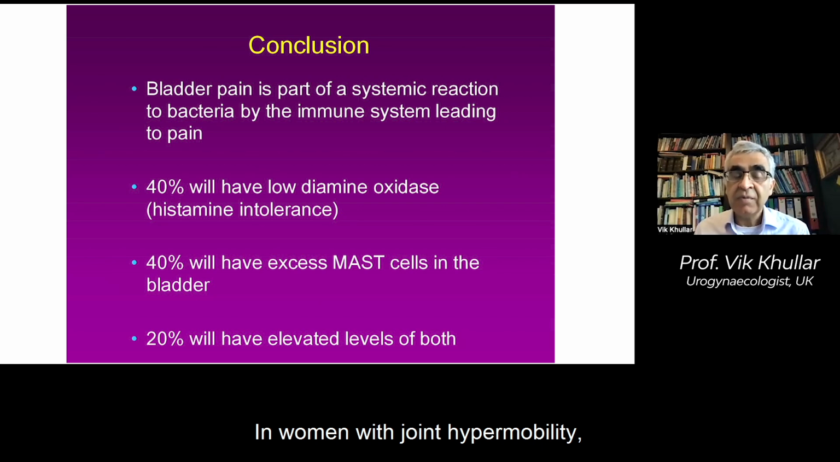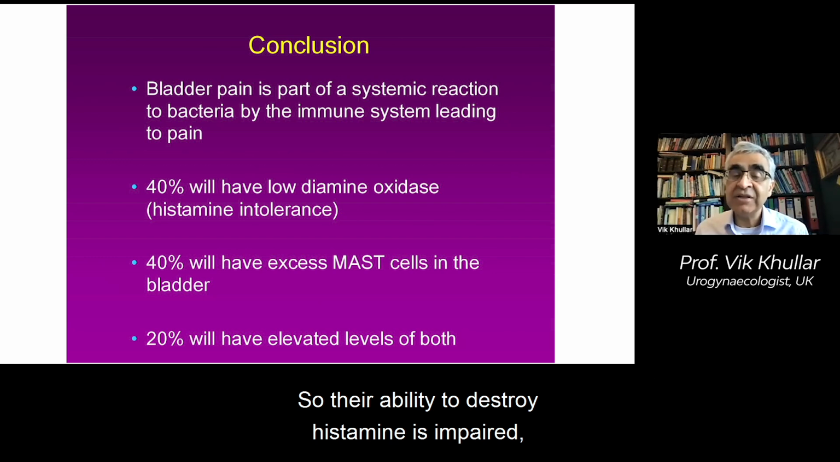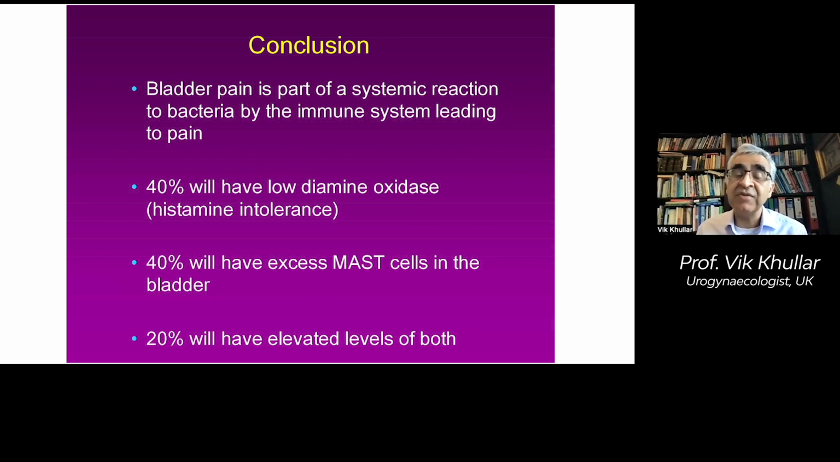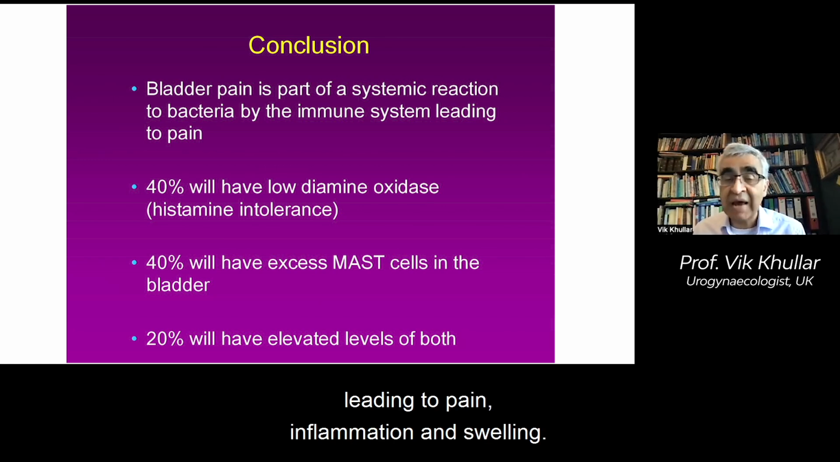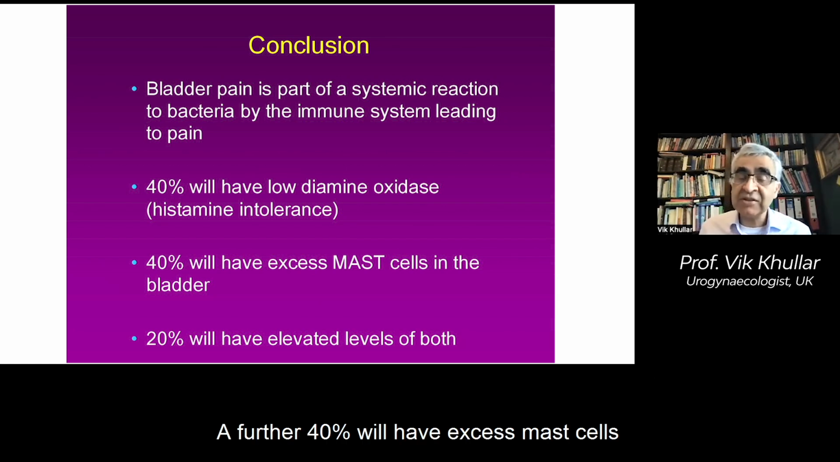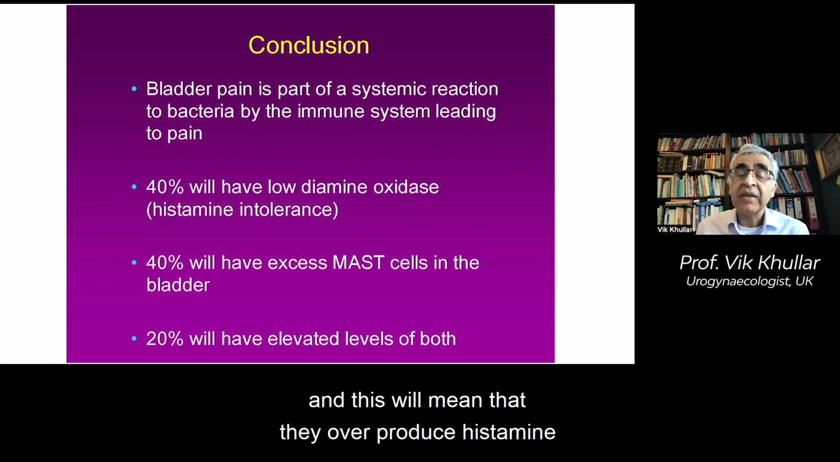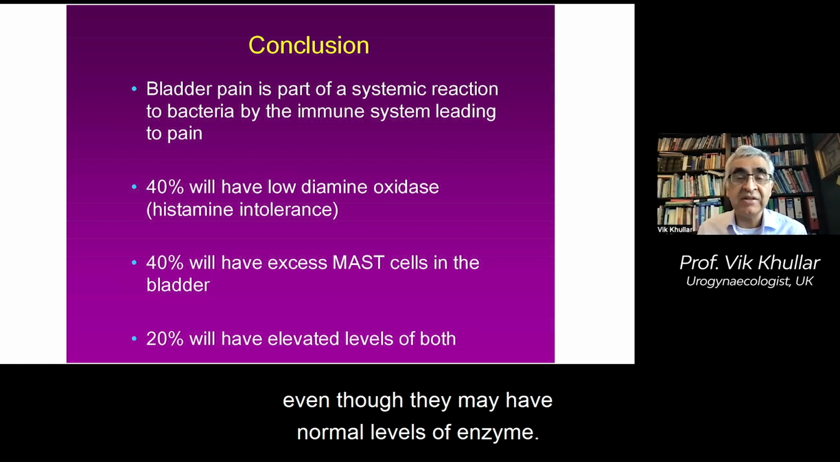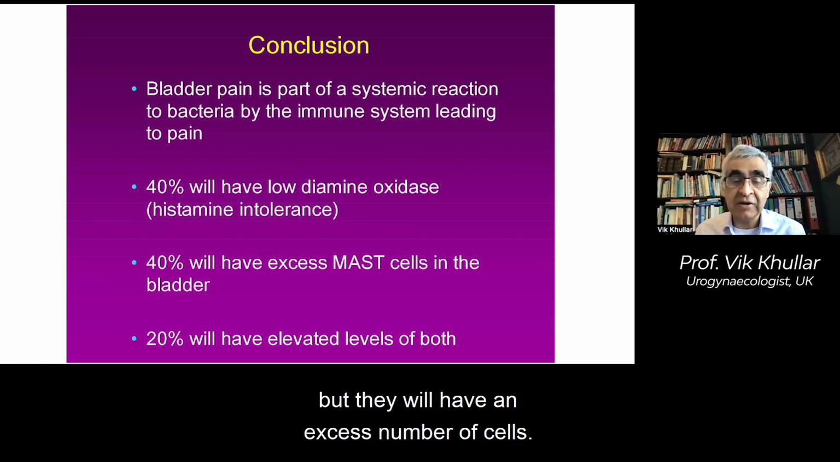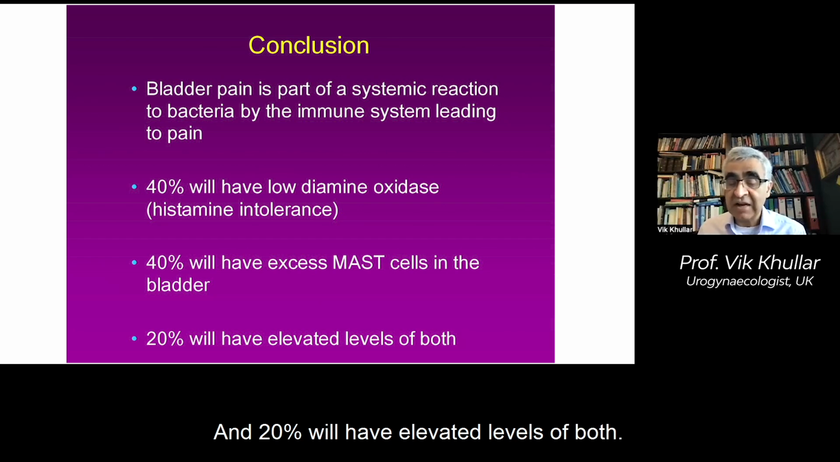In women with joint hypermobility, 40% will have low diamine oxidase. So their ability to destroy histamine is impaired, and they will have excess amounts of histamine in their body, leading to pain, inflammation, and swelling. A further 40% will have excess mast cells, which we've certainly found in the bladder, and this will mean that they overproduce histamine, even though they may have normal levels of enzyme. So their ability to destroy histamine will be normal, but they will have an excess number of cells. And 20% will have elevated levels of both.